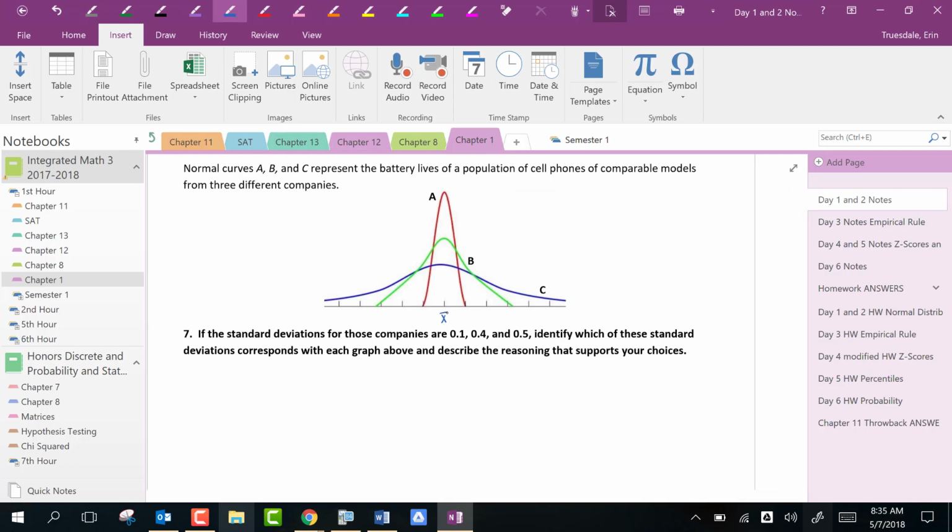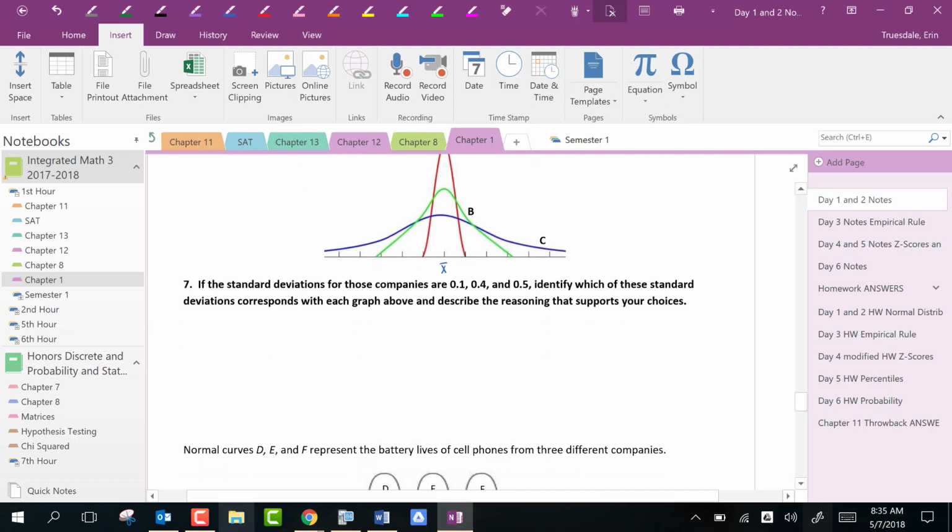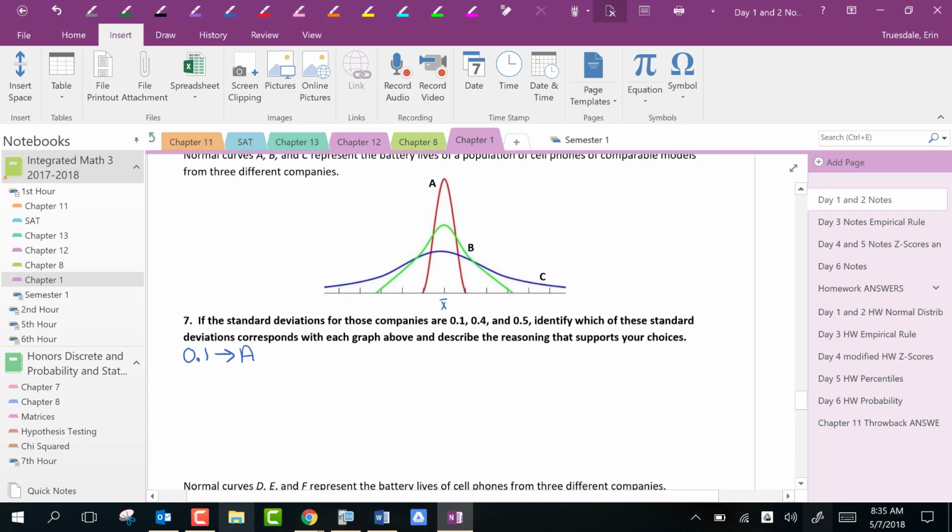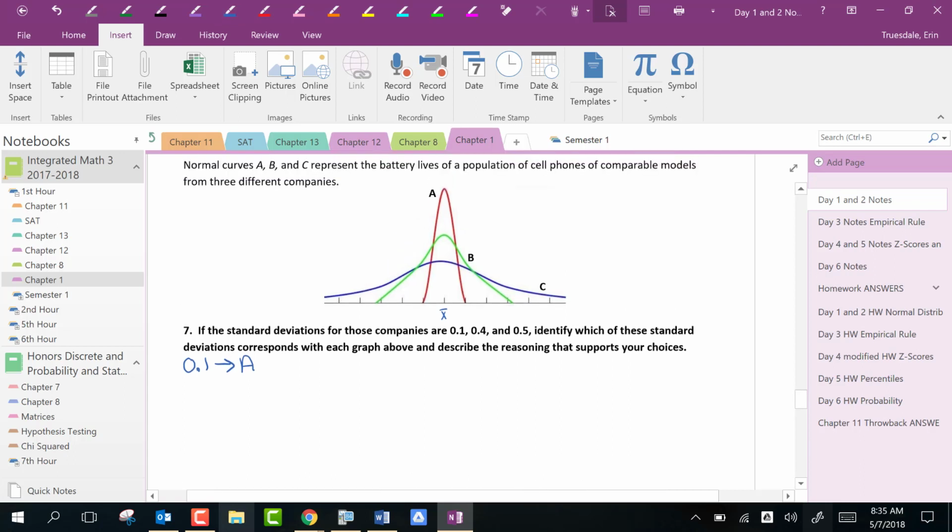It says if the standard deviations for those companies are 0.1, 0.4, and 0.5, identify which of these standard deviations corresponds to each graph above and describe your reasoning. Remember the standard deviation is how spread out the data is from the mean. So the lower the standard deviation, the higher the curve and the more data that's close to that mean. So this 0.1 should go with curve A, because most of the data falls very close to the mean. It's not spread out. It's all very close to this average, all in the middle.